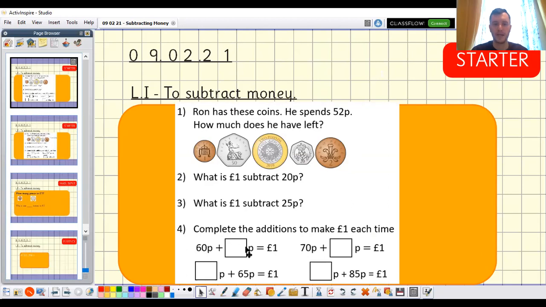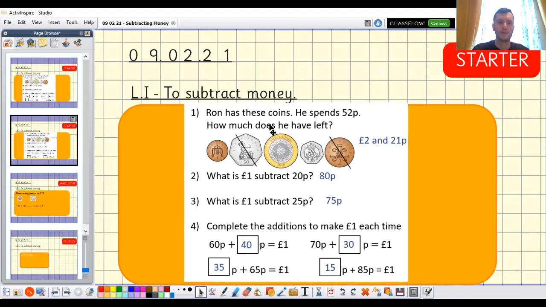So 60 plus blank equals £1. 70p plus blank equals £1. 65p plus blank equals £1. And 85p plus blank equals £1. As always, pause the video here, have a go at solving those, and we'll look at the answers in just a moment. Let's look at those answers together then.